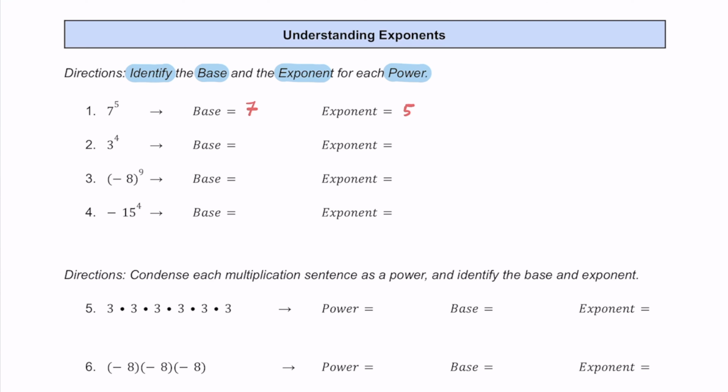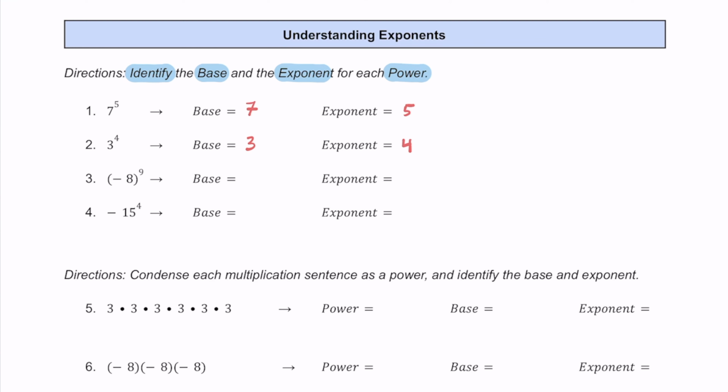So you can think of the big number as the base, and the exponent is the smaller number. Okay, so that little number 5 tells us how many 7s are multiplied together. For number 2, we have 3 to the 4th power. The base here is going to be 3, and our exponent here is going to be 4. So that means we have 4 of those 3's that would multiply together.